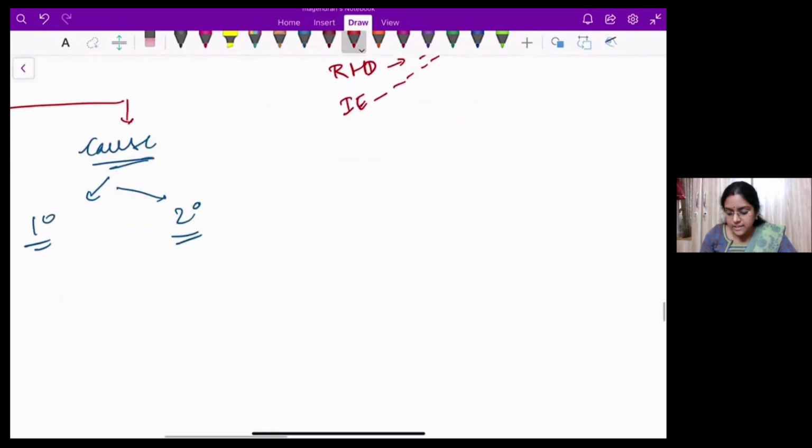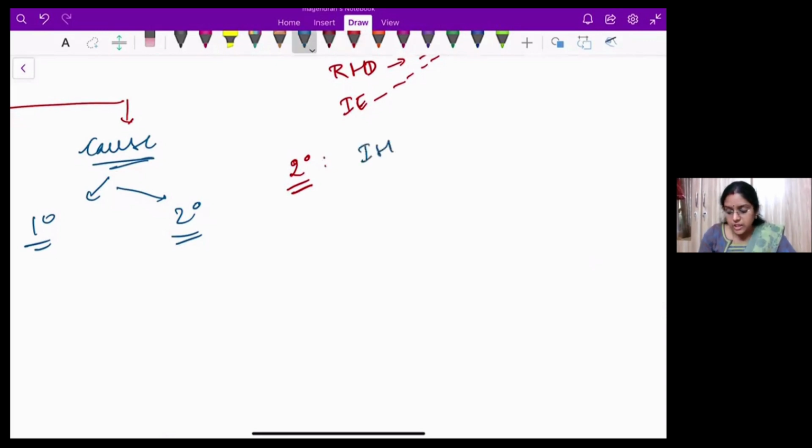Okay, when do we call it secondary? We say it is secondary when there is some other pathology in the heart which is actually producing the mitral regurgitation. Let us take an example. We can say ischemic heart disease.